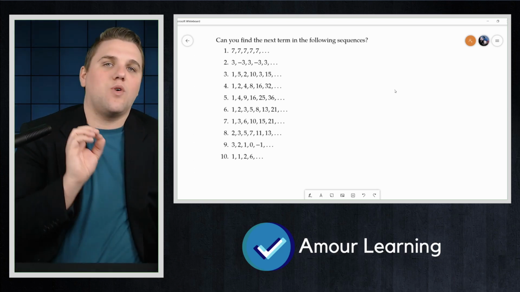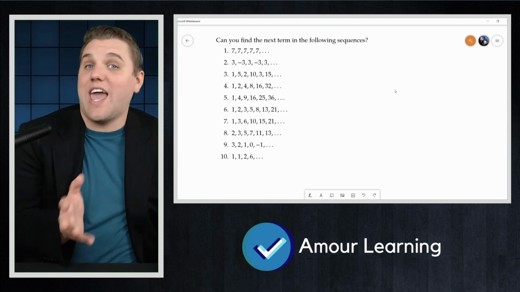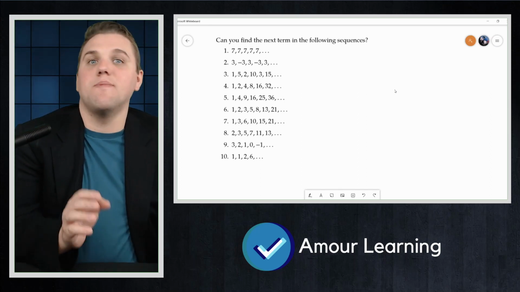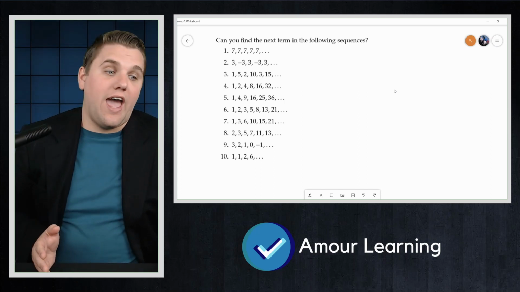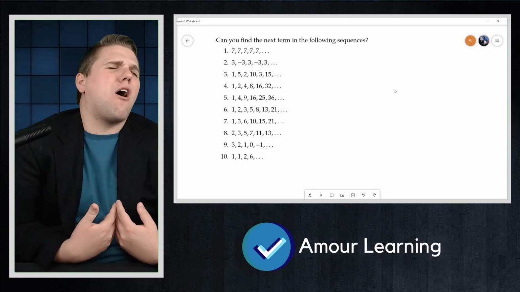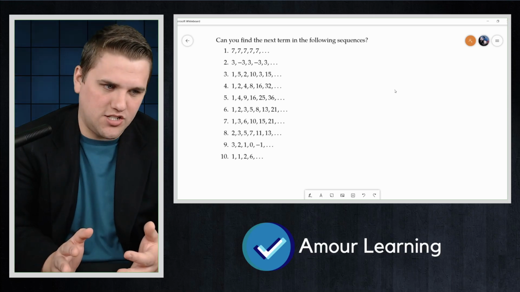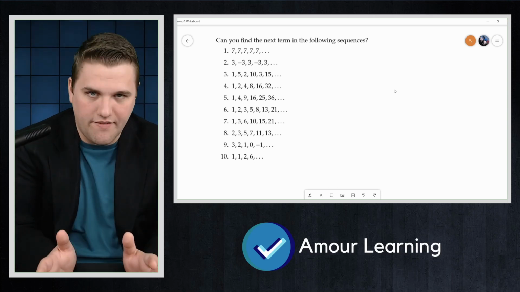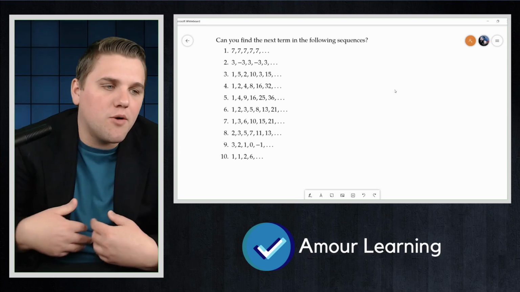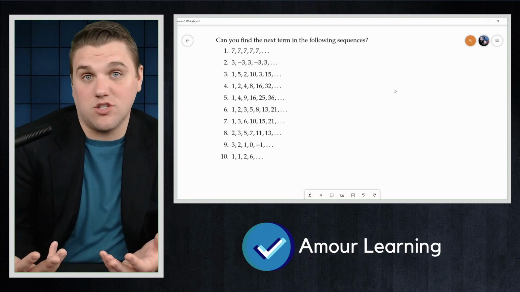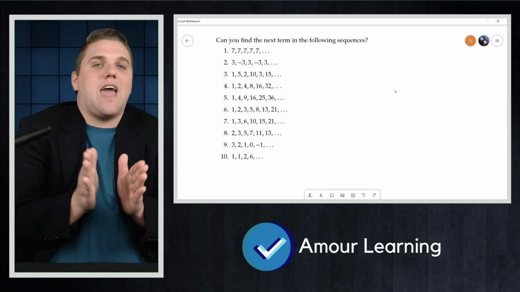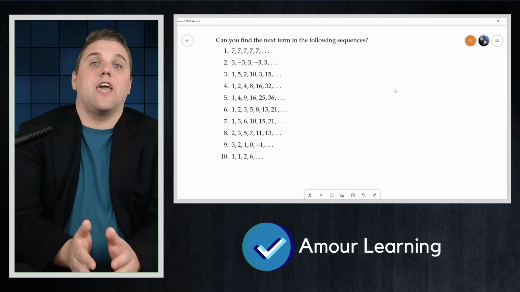You can't predict the next term because you can't say with 100% certainty what the pattern is. Now you might guess what the next terms are, for example for number 1 you might guess the next term is 7, but there are many sequences that start with 7, 7, 7, 7, 7. The next term might be 8, it could be 9, it could be 10, it could be 15, it could be negative 37,368. Who knows? We can't say for certain because it could be anything.